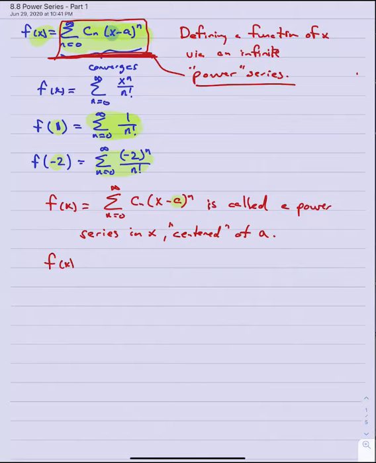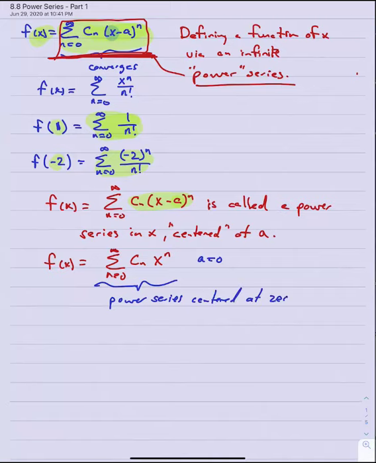Notice that if I create the series f of x equals the sum from n equals 0 to infinity of c sub n times x to the n, that's really the same as this expression above, except I've let a be 0. So I would say that this is a power series centered at 0. And of course, if you think about transformations, you know that if this was a function, changing this x minus a to other x plus or minus b values would produce shifts. And so that might have something to do with the center of an interval of convergence, for example, if we were going to talk about where this series converges. And that's what we're going to get into next.